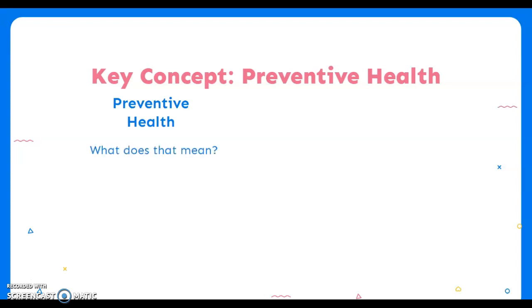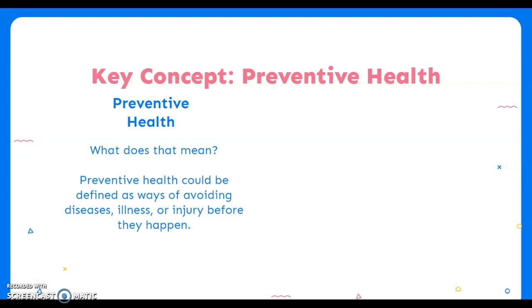Let's take a moment to think about that. So, now that you've thought for a moment, did you guess correctly? Preventive health could mean avoiding disease, illness, or injury before those things happen. It's related, of course, to the word prevent.